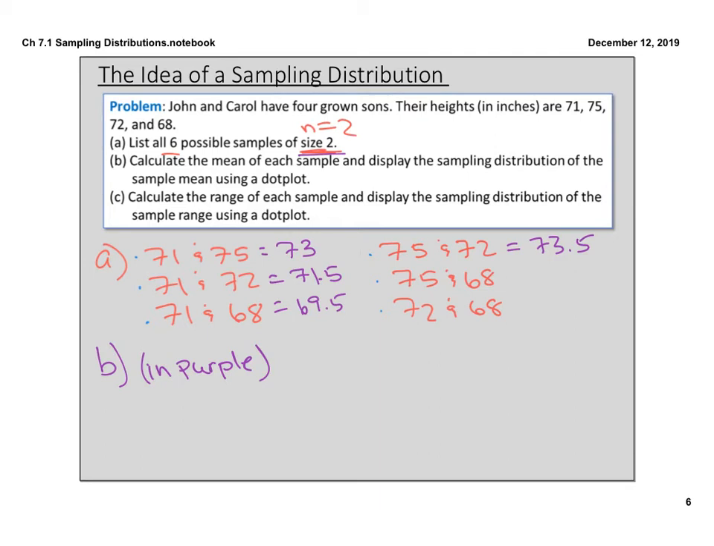75 and 68 divided by 2 is going to be 71 and a half. And then the 72 and 68, that's going to be 70.